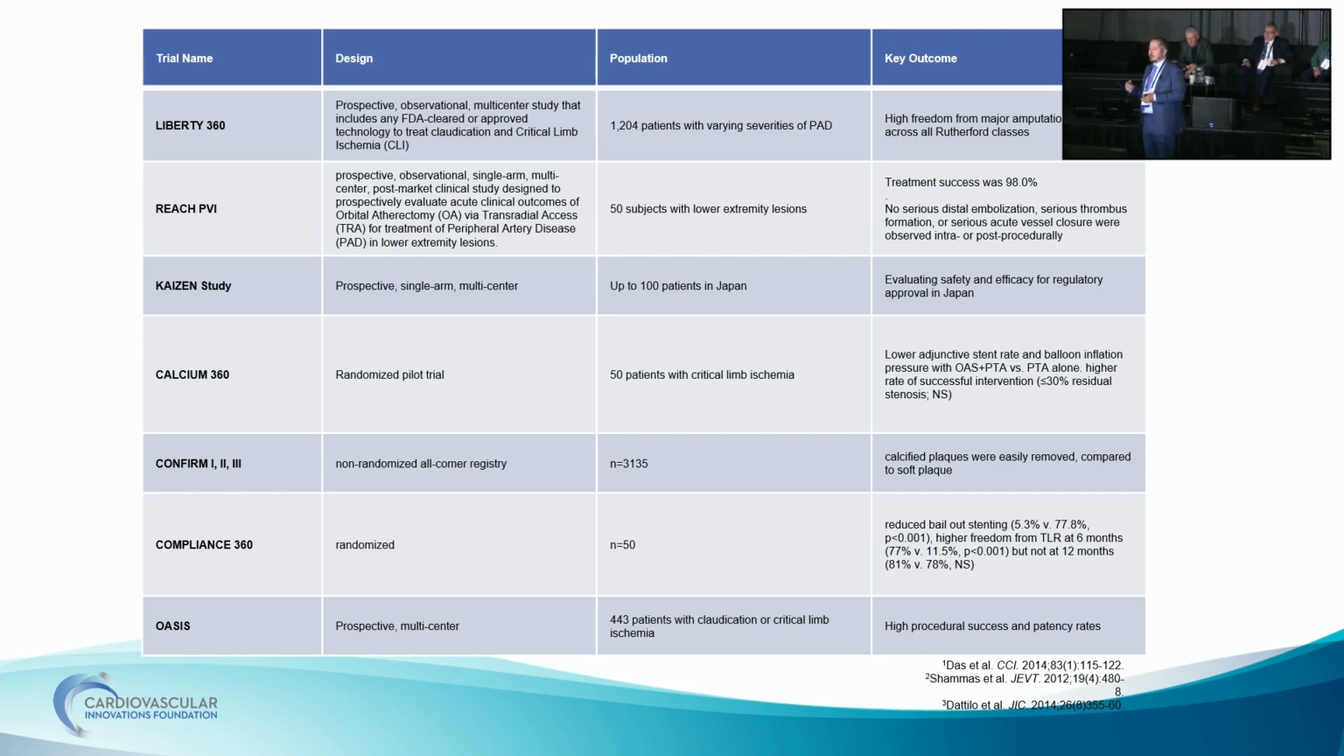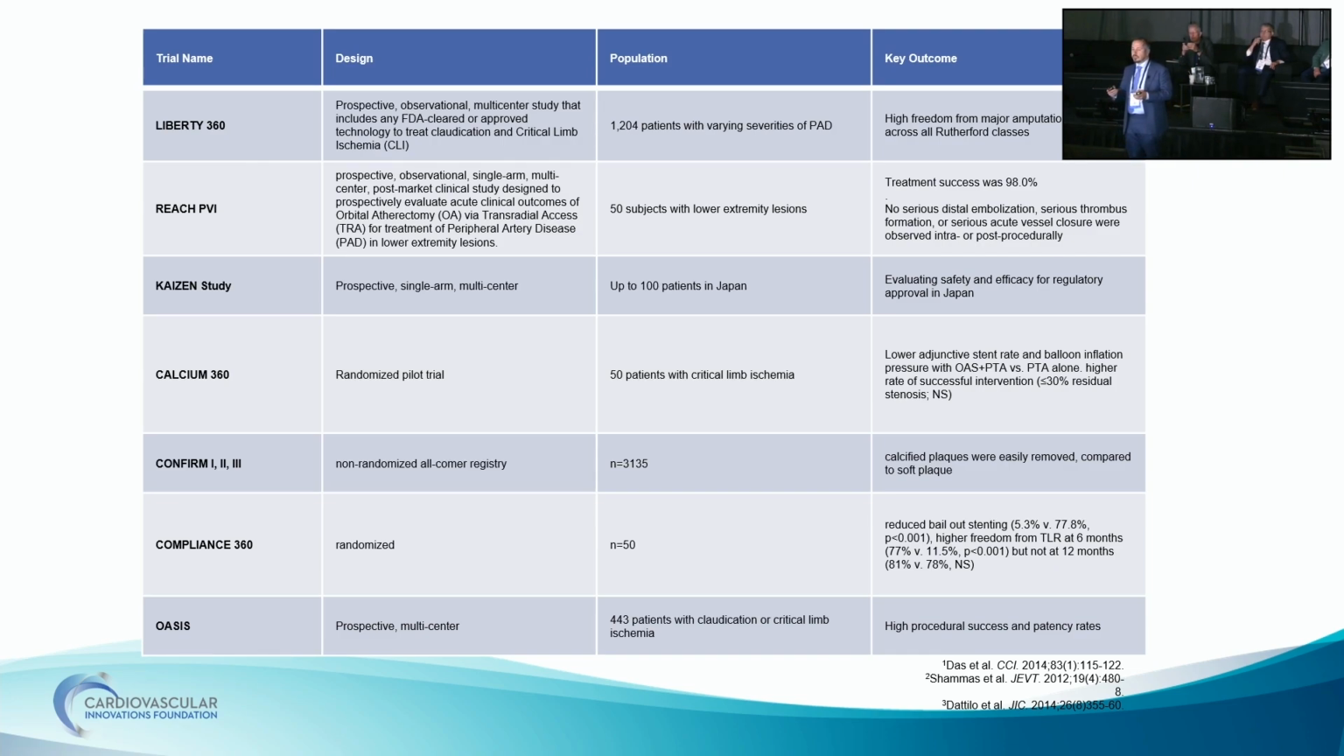If you look at, for example, Liberty 360, it has data for 3 years showing significantly higher freedom from major amputation. One of the interesting parts about CSI, for someone like me who's interested in radial to peripheral, is that they were the first company to create an atherectomy device for radial. There was a paper called REACH PVI that studied that concept, a prospective observational single-arm multi-center trial of 50 patients, and the success rate for this method was 98%. There was no significant or serious disembolization, serious thrombus formation, or serious side effect.